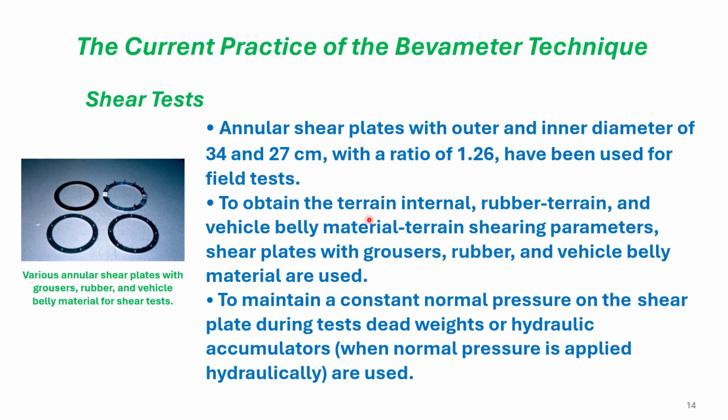To obtain the terrain internal, rubber-terrain, and vehicle belly material-terrain shearing parameters, shear plates with grousers, rubber, and vehicle belly material are used, as shown in this photo. To maintain a constant normal pressure on the shear plate during tests, dead weights or hydraulic accumulators, when normal pressure is applied hydraulically, are used.